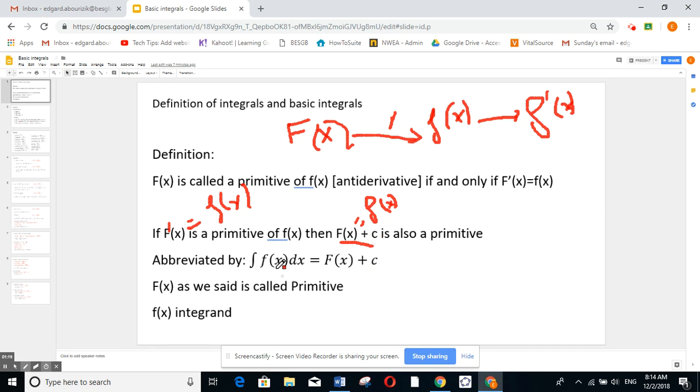The sum of all of these primitives, all the antiderivatives, is called the integral, denoted as the integral of f of x dx. The integral of f of x dx equals big F of x plus c. What is the characteristic of the integral? If I take the answer of the integral and derive it, I get what is inside. Since big F of x is an antiderivative or primitive, if I derive it, big F prime of x, I get f of x. This is called the primitive, and this is called the integral.